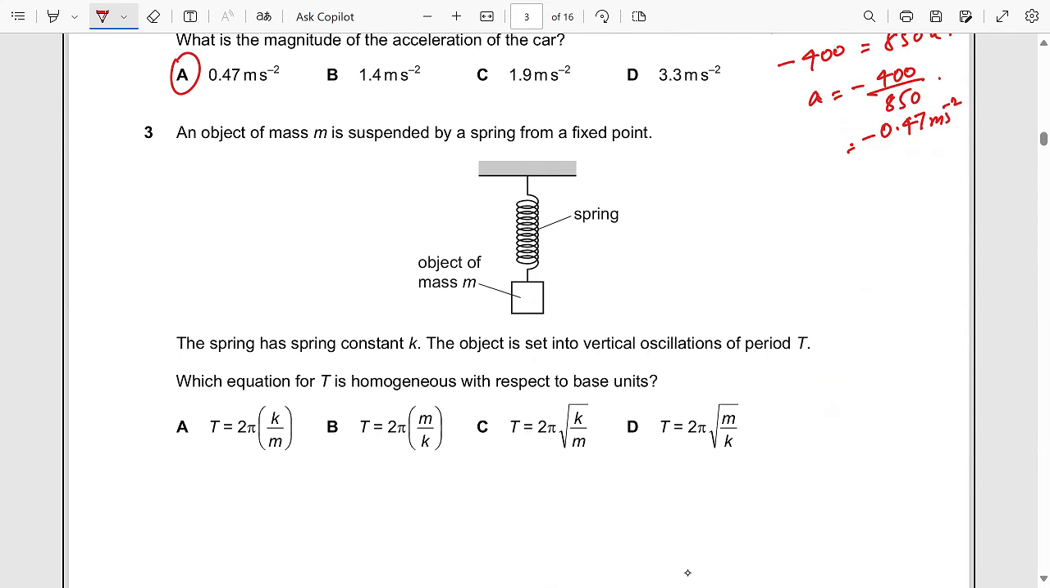Iska answer D hai. Basically, you will check the base units on both sides, right? You know that spring constant is F is equal to kx, and you know that k is F over x, and you know that force is kg meter per second square. Okay? And x is the extension which is in meters. So the units of k are kg s minus 2.